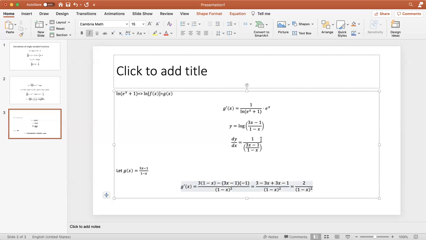Now we can plug this back into the earlier expression, in our original function. So you take the derivative of this, and you'll have another fraction, which is basically 2 over (1 - x) squared. And I think we can cancel some terms out. This 1 - x cancels out, and then you're just left with 1 over (3x - 1).